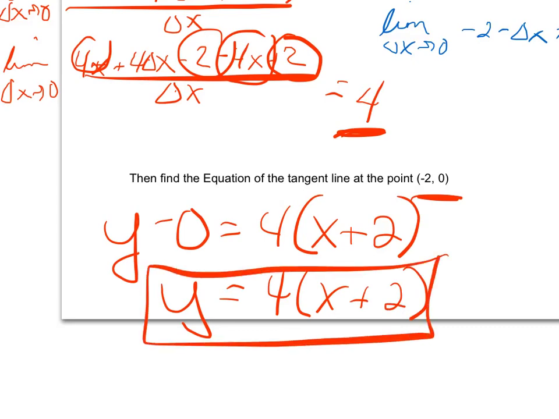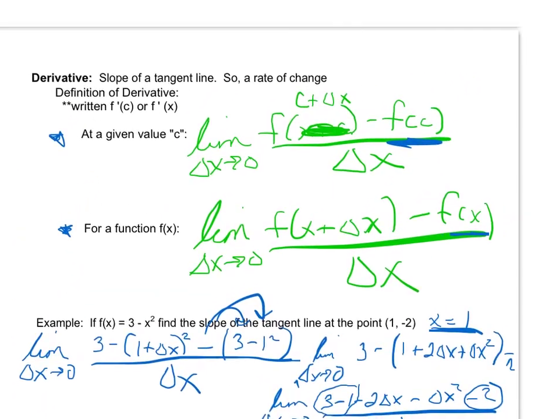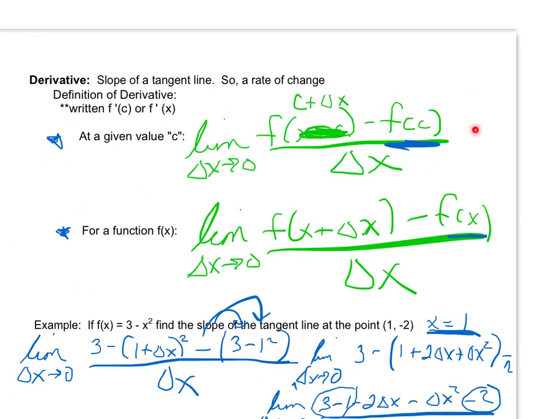That is review. So the new part is finding the slope. How do I find slope? I use this formula here if I'm given an x value. I use this formula here if I'm not given an x value. They are the exact same thing. One of them I plug the given x value in. The other one I just use a variable.